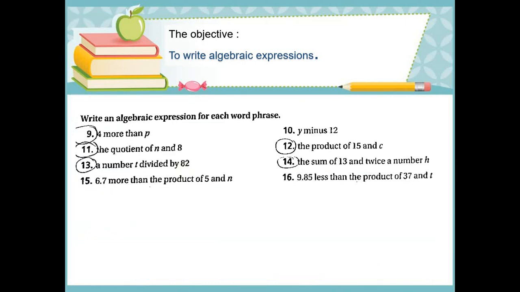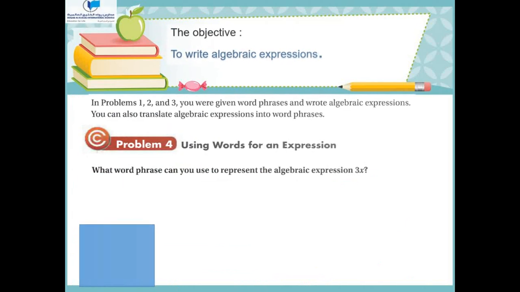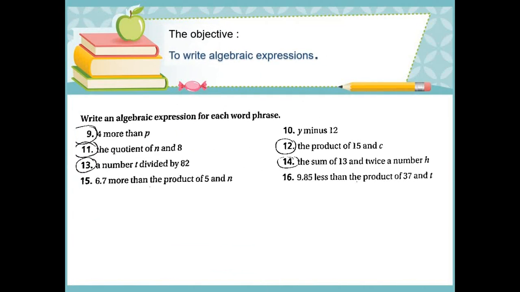Here we have some exercises, we must practice them. So make sure that you try them. 4 more than p, 4 plus p. You can write the opposite. Why? Because you can change the order in addition. Remember, you can change the order in addition and multiplication, but you cannot change the order in division and subtraction. Keep in mind. So that is p plus 4. They will give the same meaning.